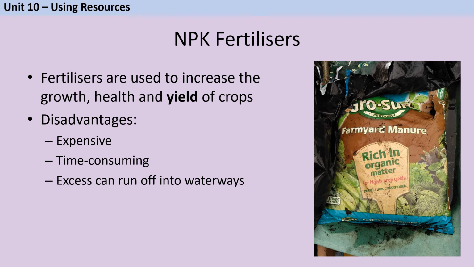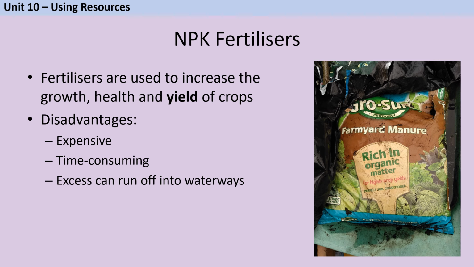Fertilisers are substances that farmers spread on their crops in order to make them grow faster and increase the yield, so they're producing more food and therefore producing more money. They do have some disadvantages though. They can be quite expensive and spreading them on is time consuming, but also if you add too much it can cause major environmental problems.